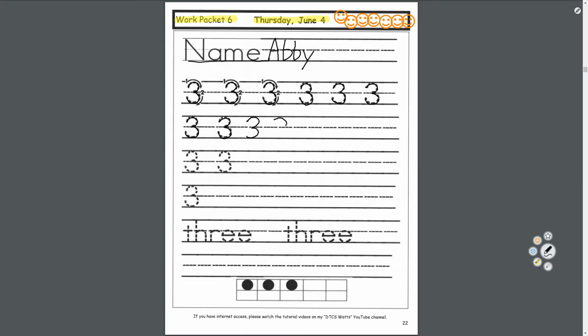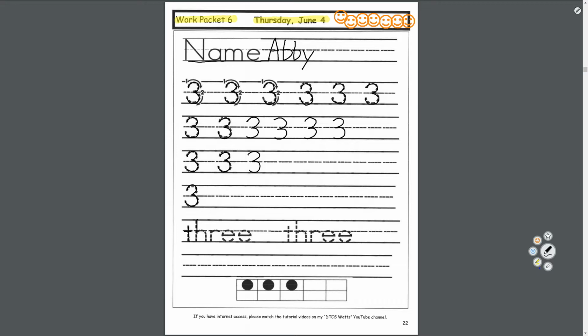Finger space. And fill up the line. Finish that line. And finish these lines too. Remember your finger space. And fill up those lines, and then down here, this is how you spell the number 3 as a word.